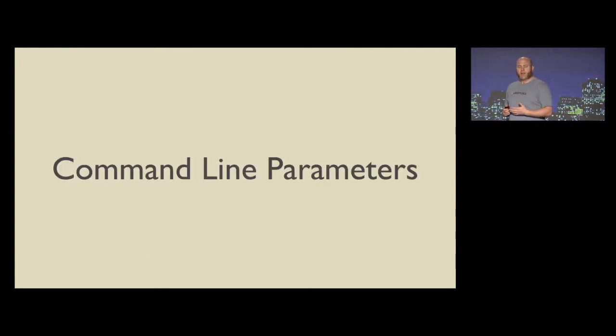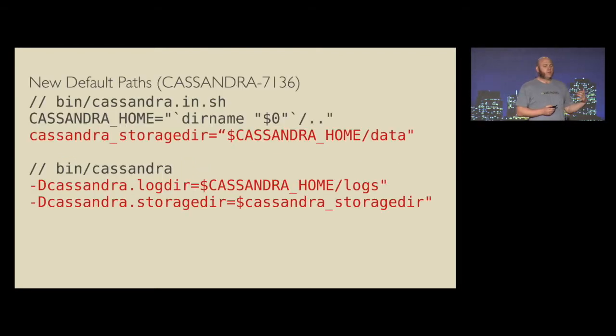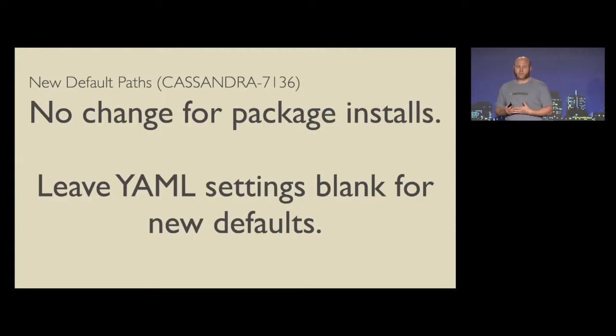Now, the next thing we have are some command line parameters. These are passed into the JVM when we start it up. The code reads them and adjusts its behavior in some fashion. We have a couple of new ones, Cassandra.logdir and Cassandra.storagedir. These are part of ticket 7136, and this is where we set new default paths for the log and for the data and for the commit logs.